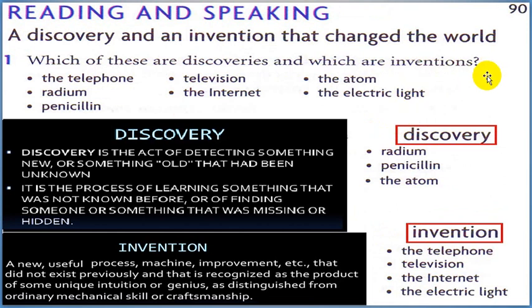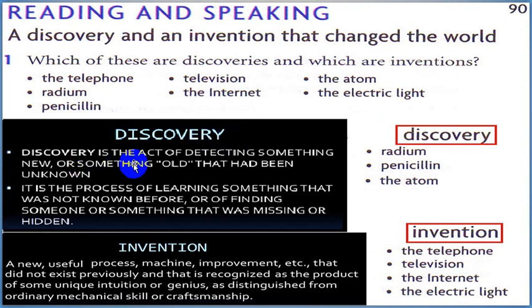Now, on page 19, reading and speaking, a discovery and invention that changed the world. Number 1. Which of these are discoveries and which are inventions? The telephone, radium, penicillin, television, the internet, the atom, the electric light. هذه الأسماء السؤال هو أيضا هنا جدا مهم. Which are discoveries and which are inventions؟ أي منها اختراعات وأي منها اكتشافات. احنا لازم نعرف the difference الفرق بين ال discovery وال invention حتى أعرف أصنف هذه الأسماء.